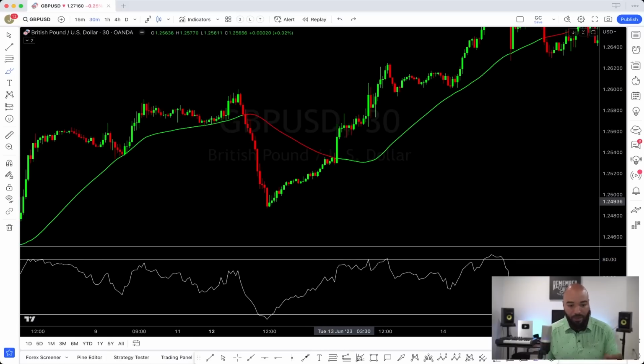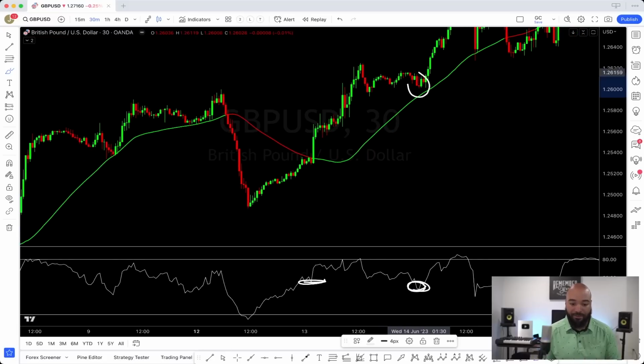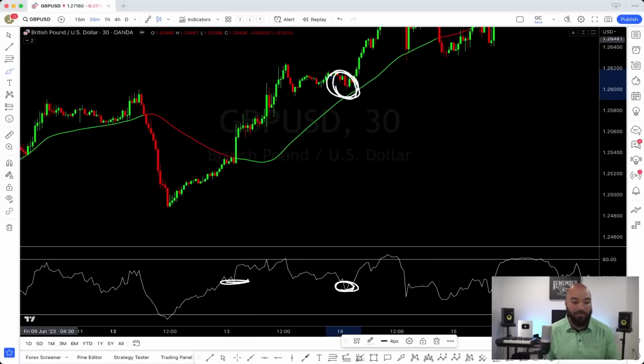Now, you want price to make a lower low. A lower low on what? This right here. You wanted to make a lower low on the RSI, and it did it right here. It made a lower low. So where is that on the chart? That's this right here.